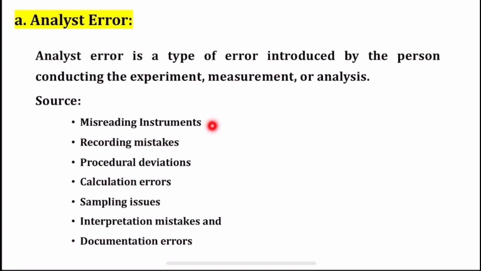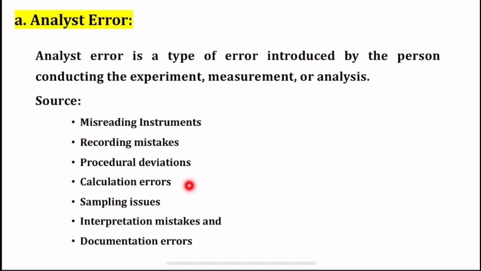Misreading instruments refers to the act of incorrectly interpreting the readings or measurements displayed by various tools or devices used in experiments or analysis. Recording mistakes results from human error due to mishearing information, distractions during data entry, or any other analysis related cause. Procedural deviations refers to instances where individuals conducting experiments or analysis deviate from established protocols or procedures. It may happen due to a lack of adherence to standard protocols, a misreading of procedures, or the belief that alternative methods may yield better results.